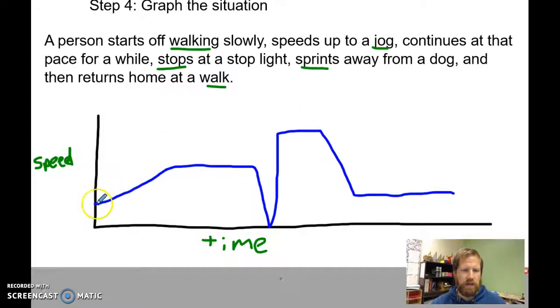So you can see there's 1, 2, 3, 4, 5, 6, 7 sections to it. And that's pretty much however many sections I have that are separated by commas. I think I have one extra one here because I came up to a sprint and then I sprinted away. So this is actually 2 different sections for me.